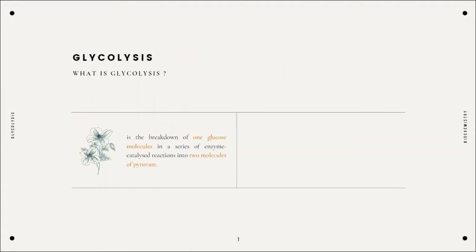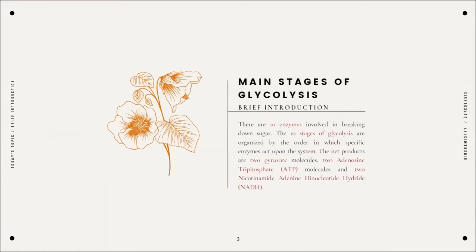What is glycolysis? Glycolysis is the breakdown of one glucose molecule in a series of enzyme-catalyzed reactions into two molecules of pyruvate. The process occurs in the cytosol of the cell cytoplasm and does not require oxygen. A brief introduction of the main stages of glycolysis.